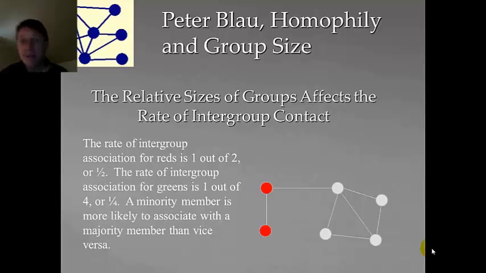You could try to fix this by making more of those ties, but every time you did, you'd still have to divide by just 2 for the reds, but you divide by 4 for the whites. No matter how many ties you draw, or no matter how few ties you draw, as long as there are some ties between the groups, and in any society there are going to be some, the rate of intergroup contact will be larger for smaller groups, even when homophily comes into play.